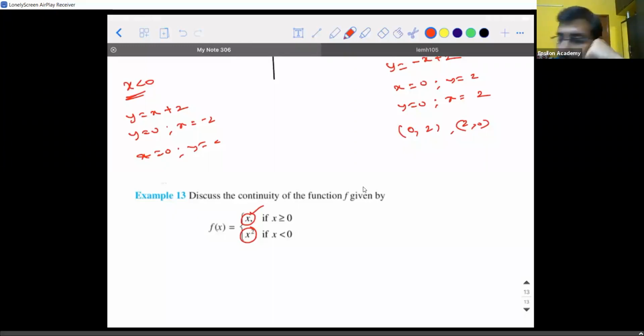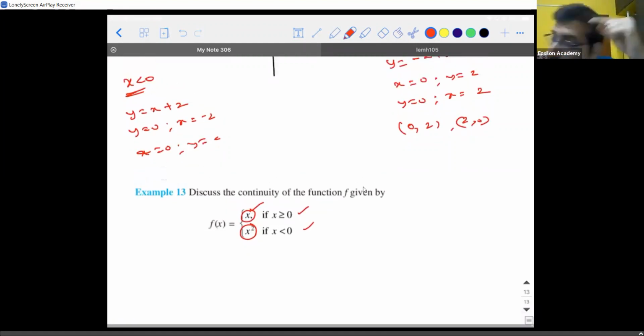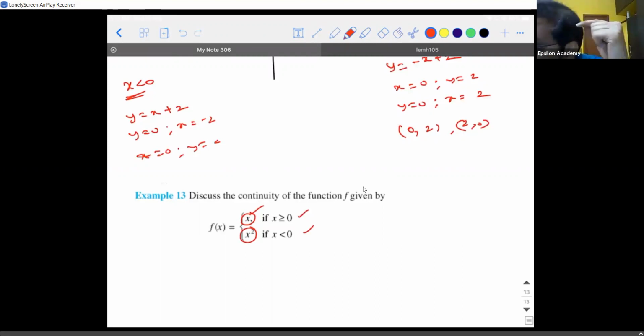Okay. So what they did is they have taken two polynomial functions and broken them into two parts at x is equal to 0. So if you are able to find that these two polynomial functions are continuous at x is equal to 0, that is enough to say they are continuous throughout their domain. Okay. So using the shortcut, you guys do and tell me what is the answer.